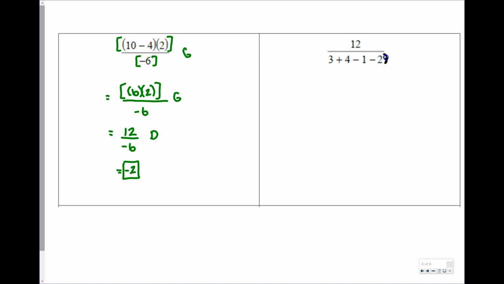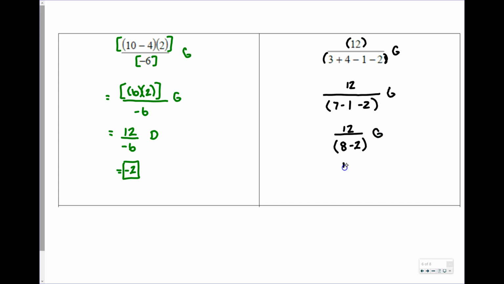Draw your parentheses around each group, and we're going to solve the groups first. So bring down your 12, and now this bottom one is left to right, correct? So keep your group, and now do 3 plus 4. Bring everything else down, negative 1, negative 2. Keep doing your group. Bring down the 12, left to right now. 7 minus 1 is 8. Bring down that negative 2.